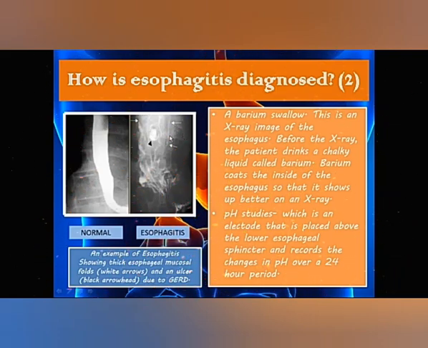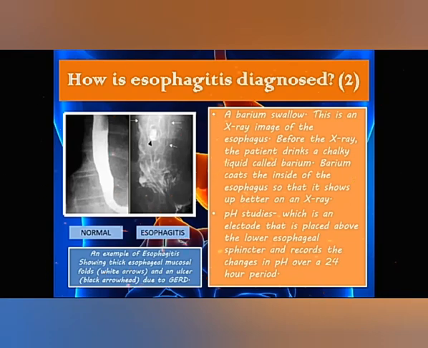And you can see here we have thick esophageal mucosal folds, which you can see in white arrows, and we also have an ulcer which has developed, and the ulcer here is shown as that collection of barium. Usually barium will stick to that ulcer and collect in there, so it'll be more radiopaque, so you'll be able to see it on the X-ray. And you can see that inflammation and the ulcer right there. That's very common in patients with esophagitis.